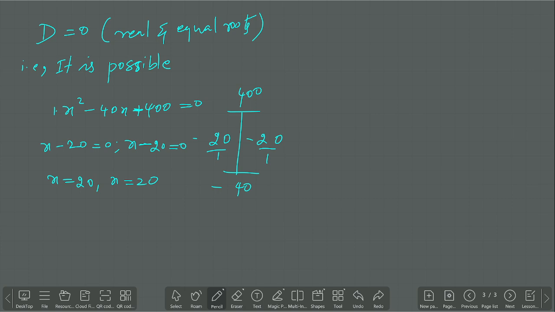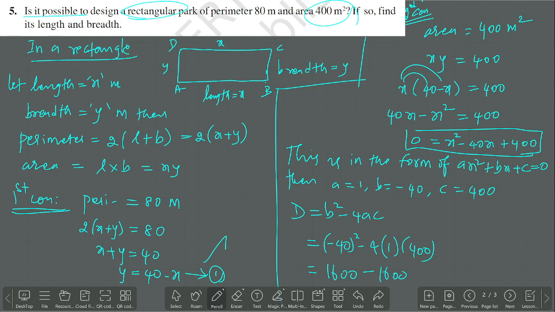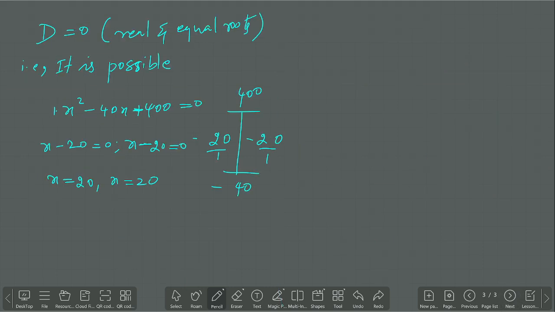Here the x value is 20, then what is the y value? Substitute in equation 1. I have 40 minus x there. Both cases have the same value, so I am taking 20. So y equal to 40 minus x, x value is 20, then y equal to 20. So x is also 20 and y is also 20. Then it means it is a square, but a square is one of the rectangles, am I right? Here they said in the question it's a rectangle.